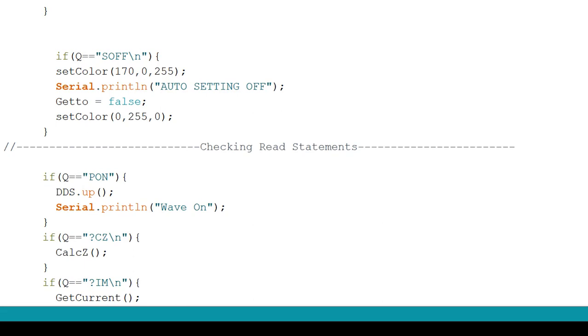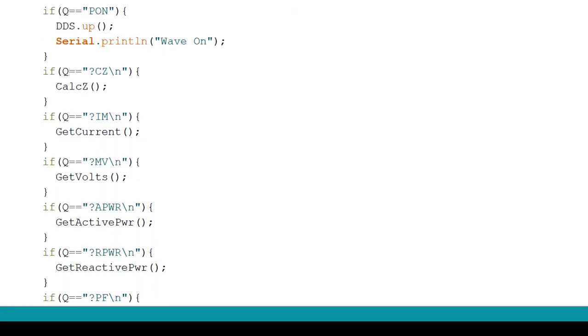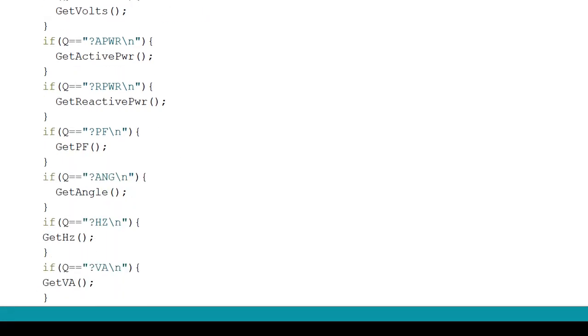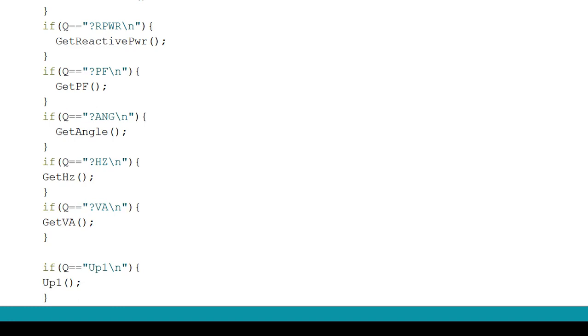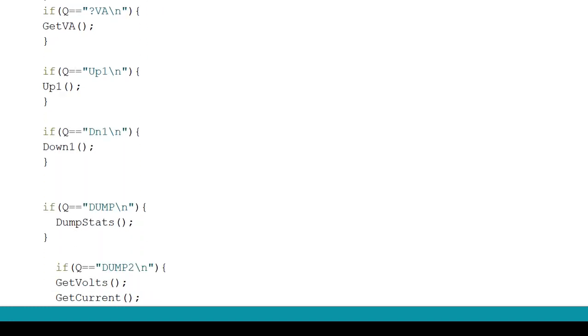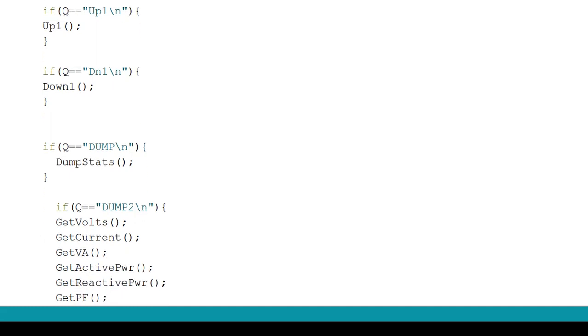It's getting a bit long. I'm up to 6 minutes. Read statements. So this is, turn the wave on, calculate what the impedance is, get the current, get the volts, get the active power, reactive power, get power factor, get angle, get hertz, get VA, down 1, up 1, that's just potentiometer settings.